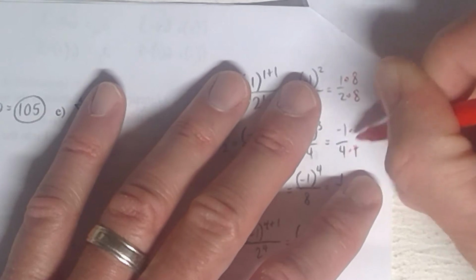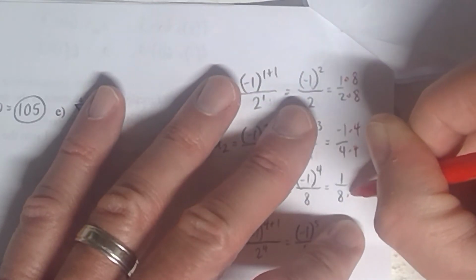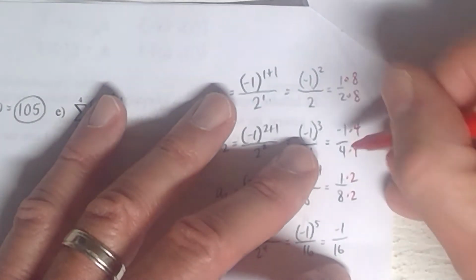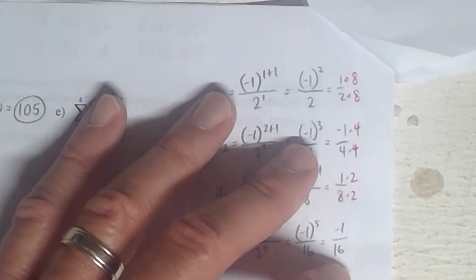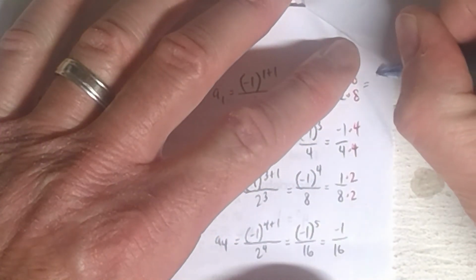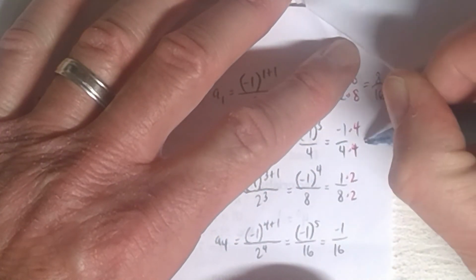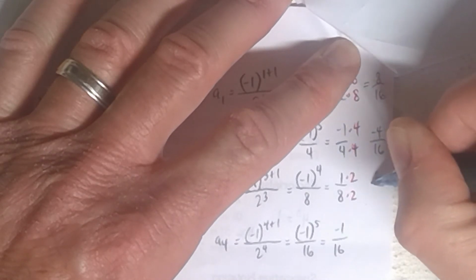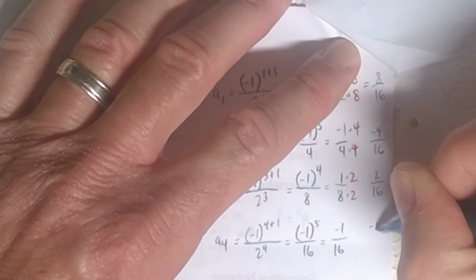So I need to multiply by the appropriate things like I always do when I'm adding fractions in order to make all of the denominators the same. And that last denominator already is the correct thing there, 16. So what do we got here? We got 8/16, negative 4 over 16, 2 over 16, and negative 1 over 16.